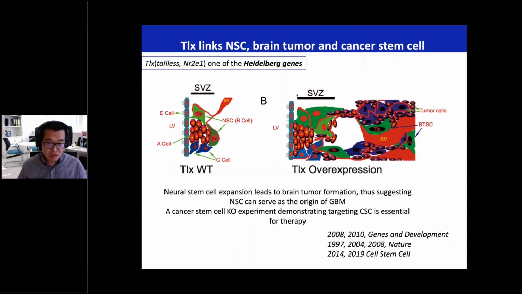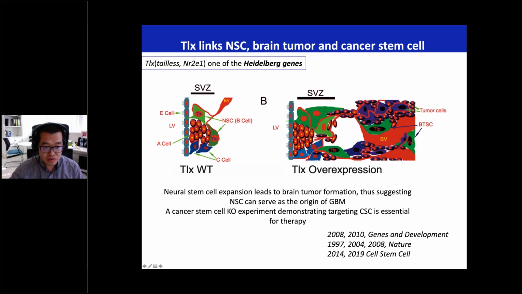Our interest in brain tumors developed from studying brain development, when I was a postdoc. Later, in my own lab, we studied this gene called Tailless, one of the nuclear receptor genes. We also call it NR2E1. It is one of the Heidelberg genes, because it was found when Christiane Nüsslein-Volhard was doing the Heidelberg screen to study mutants in Drosophila, to discover genes which regulate Drosophila development, and Tailless was one of them. You can see the name in the tailless mutant fly.